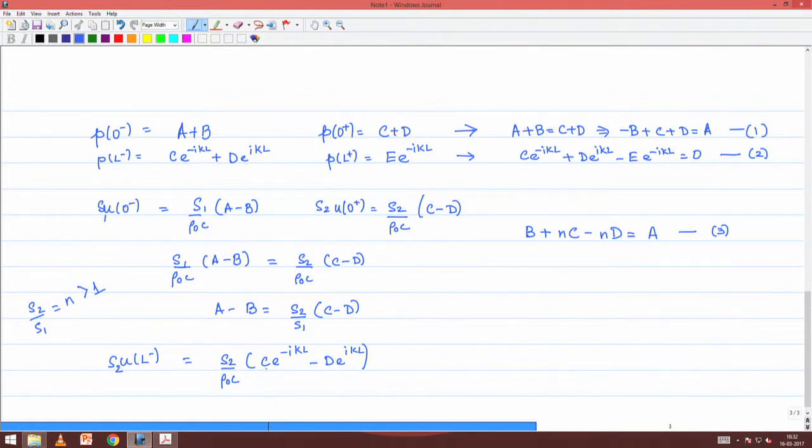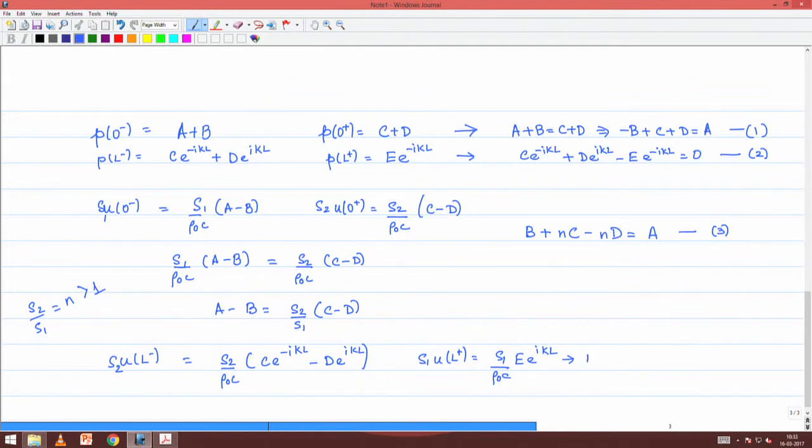U at L minus is C e to the power minus ik L minus D e to the power ik L divided by rho naught C, that gets multiplied with S2, and finally S1 into u at L plus reads as S1 divided by rho naught C e to the power ik L, right. So, therefore, what you have equating them is the following.